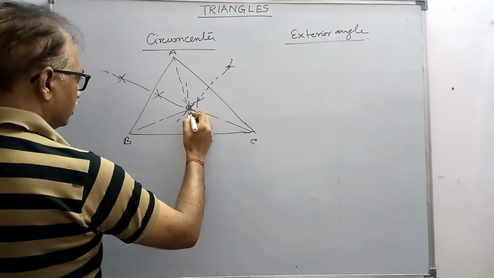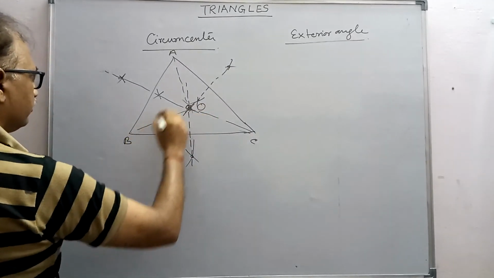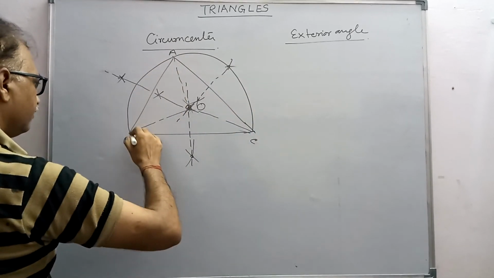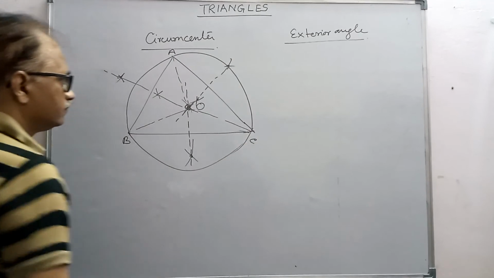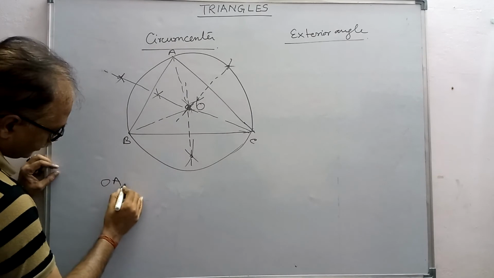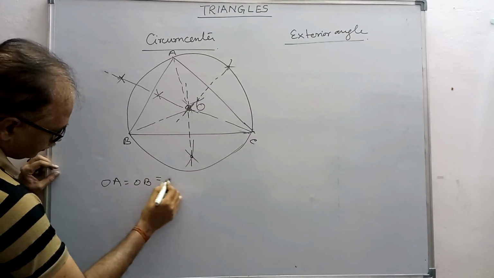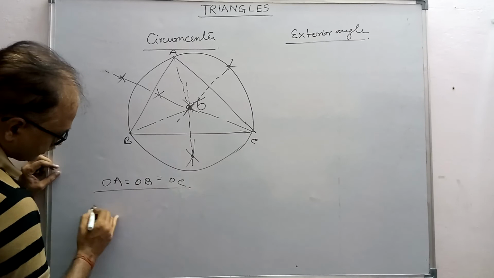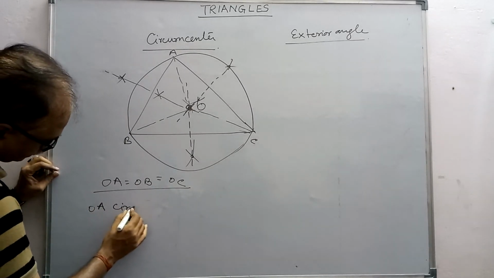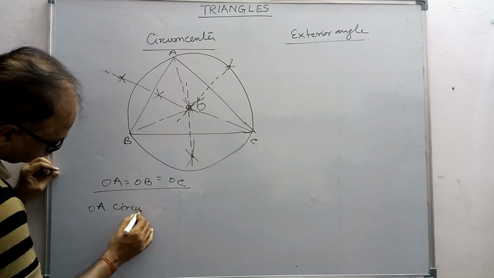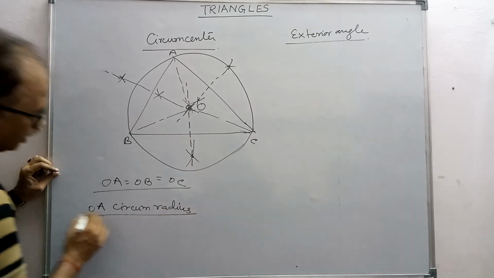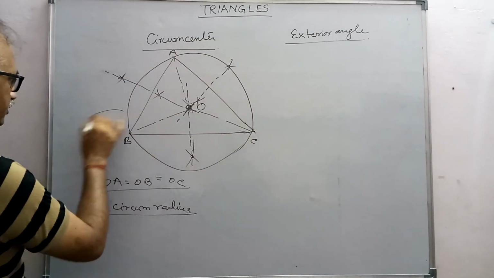OA, OB, OC will be equal, and if you complete the circle, it will pass through A as well as B as well as C. And this is called the circumcenter. So OA is equal to OB is equal to OC. OA is the circumradius. And this is the circumcircle.